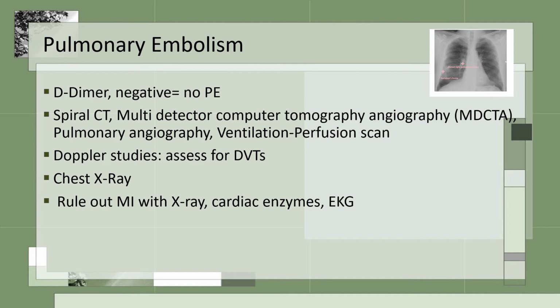Some of the tests for pulmonary embolism include a spiral CT, multi-detector computed tomography, pulmonary angiography, or ventilation perfusion scan. The D-dimer is pretty much standard. If it is negative, there is no PE. The Doppler studies are done to assess for DVTs and confirm their presence. Chest x-rays also help determine if there is a PE, and we also want to rule out an MI with x-ray, cardiac enzymes, and EKG.